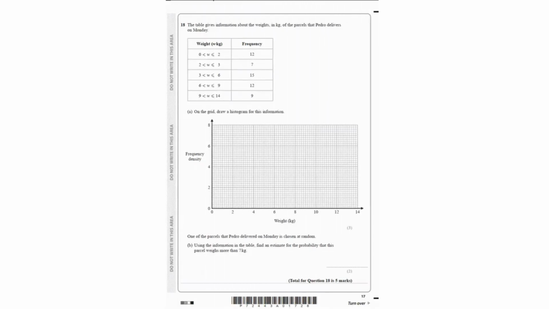Then the next type of question you can get is that the table gives information about the weights in kgs of the parcels that Pedro delivers on Monday. So we have a table for that. On the grid, we have to draw the histogram now. In the previous question, they gave us the histogram. In this one, we have to draw it. As you know, the y-axis is the frequency density values, and in the table, they only give us the class intervals and the frequency value. So you will make another column over here, which is going to be your frequency density.